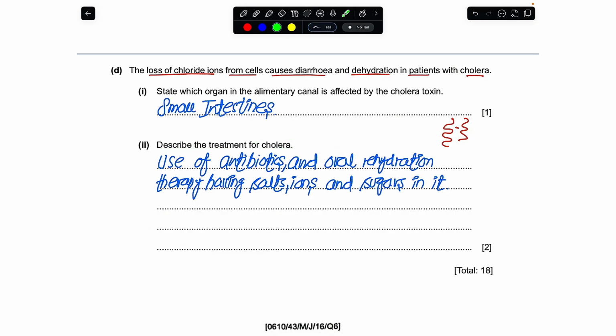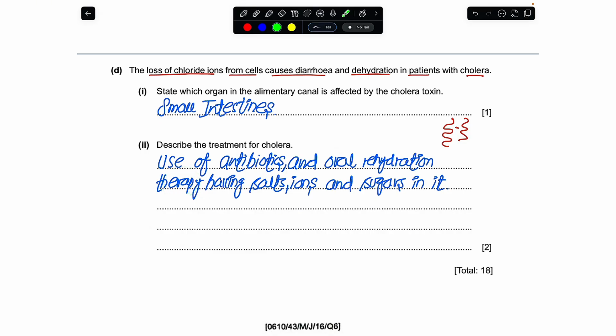Now, considering the fact that cholera is caused by bacteria, this means that we can use antibiotics that would either kill the bacteria, or stop the reproduction of the bacteria, or their divisions would be stopped. And in diarrhea, we lose a lot of salt and ions out of our body. So the other treatment protocol would be oral rehydration therapy.